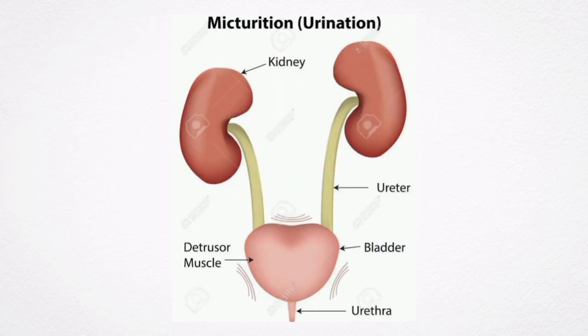The kidneys are the site where urine is produced. The urine actually travels down these muscular tubes called the ureter into the bladder. The bladder stores the urine. When needed, the bladder will contract and release the urine. The urine will travel down the urethra and then become voided.